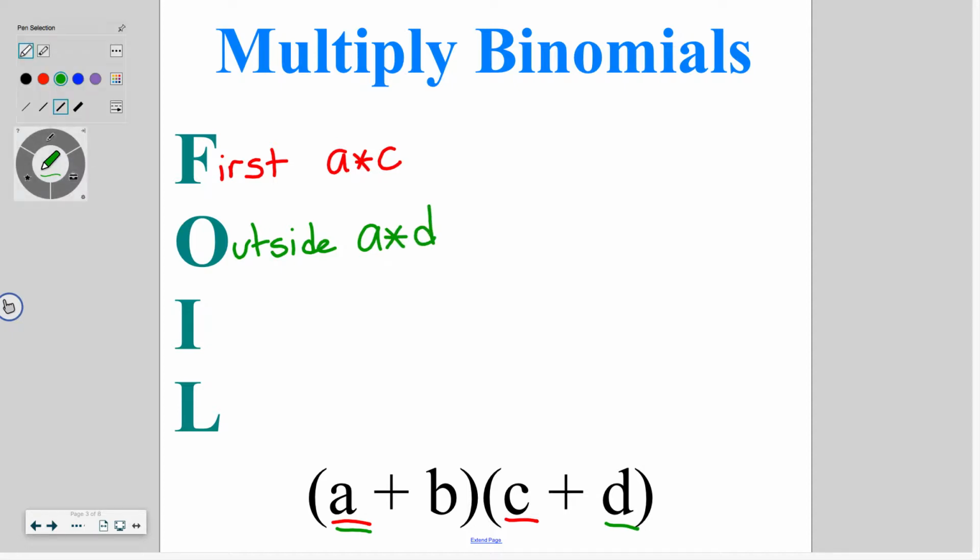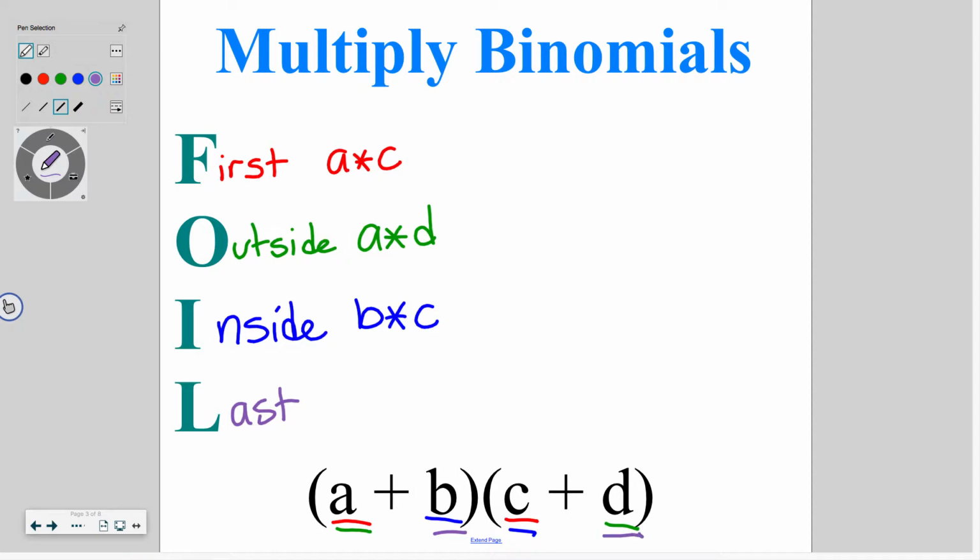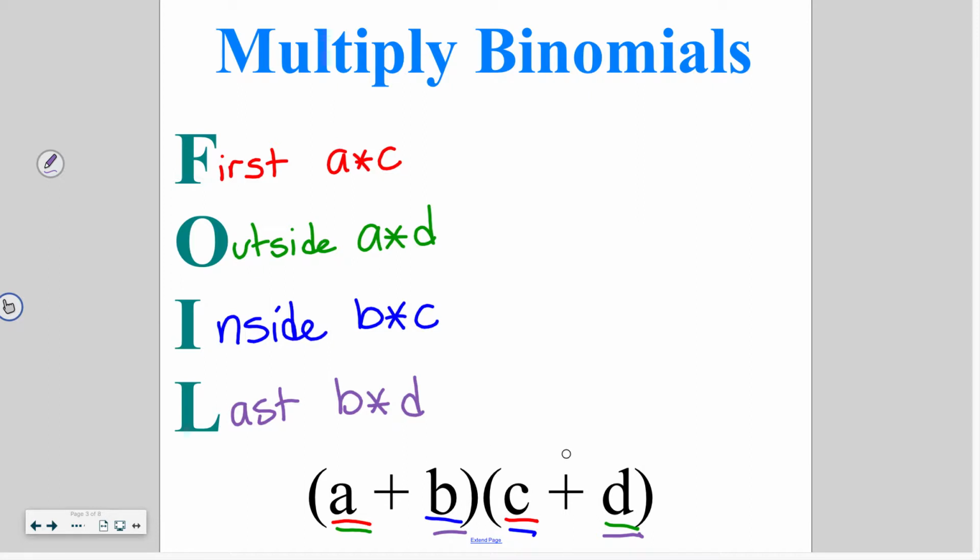The next one is the opposite of outside, which is inside. So we're looking at the inner two pieces, which is b times c. And the last one is last. So looking at those last two terms, which is b times d. Notice that we've got the a being multiplied with c and with d. That's the first and the outside. And then we've got the b being multiplied with the c and the d. That's the inside and the last.